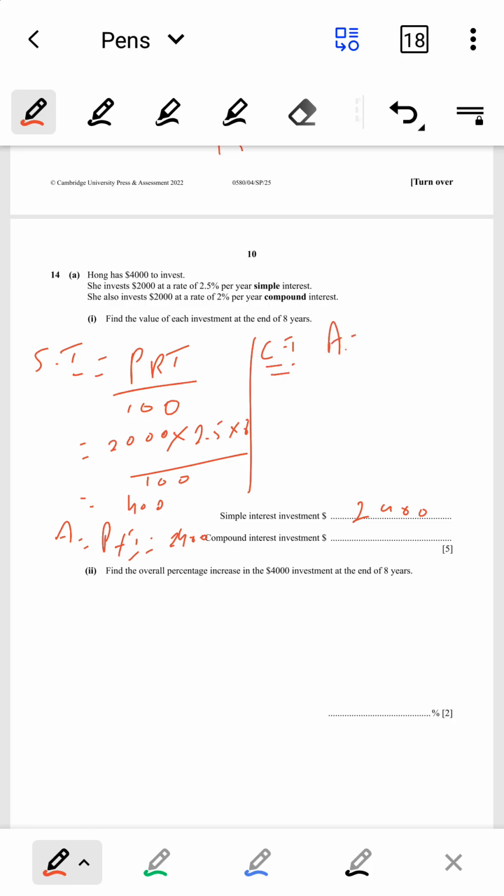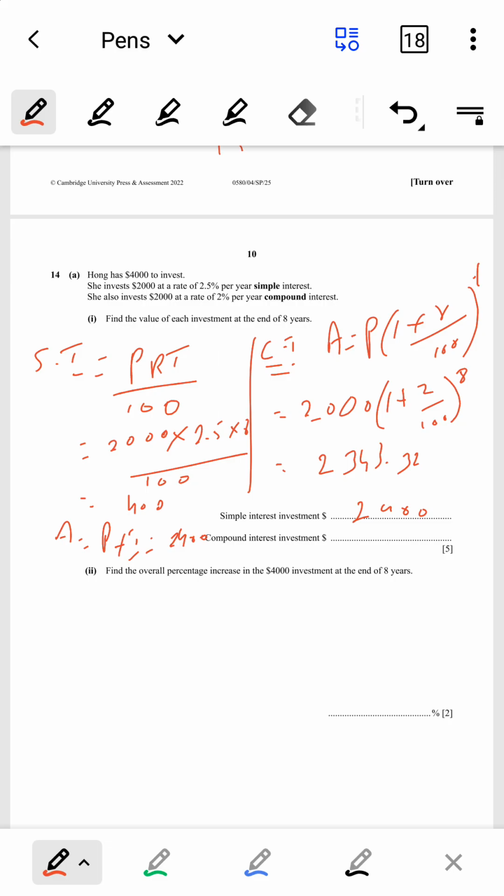For CI, the same thing, but the formula is different. Amount equals P of 1 plus R by 100 whole power T. So we can directly go with this also. Here it is 2000, same principal. Rate of interest will be 2 here, not 2.5. So 2 by 100 whole power 8. When you use the calculator, you will be getting 2343.32 something. So 2343.32 from the compound interest. Very simple.